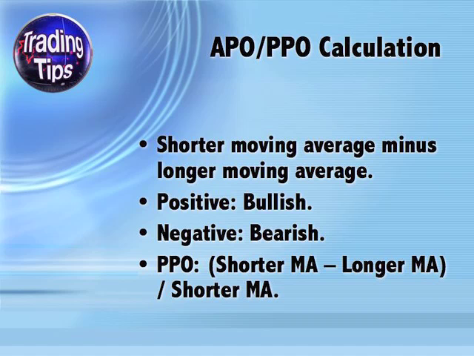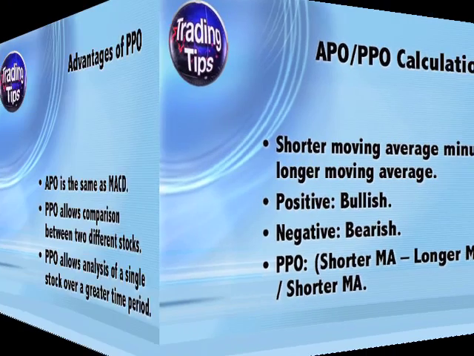This is also true of PPO, but it is calculated a little differently. Instead of measuring the difference between the two moving averages in absolute terms, PPO measures the difference in percentage terms. So the formula for PPO is the shorter moving average minus the longer moving average, with the result of that divided by the shorter moving average and expressed as a percentage.